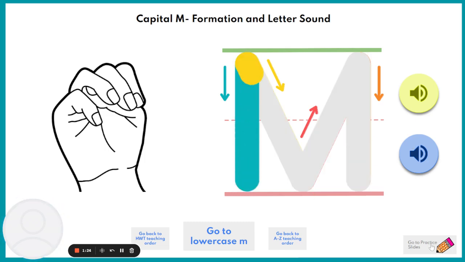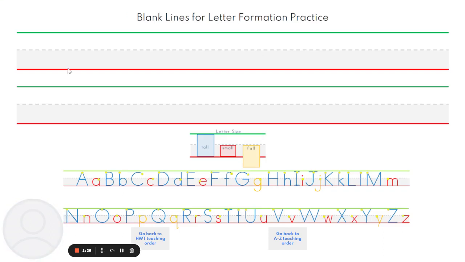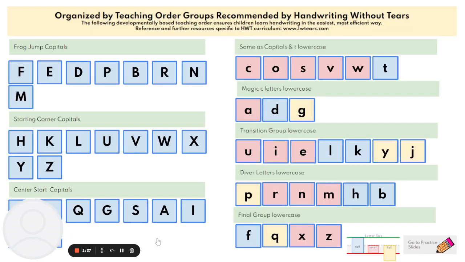You can then toggle straight to a practice slide and practice drawing them on the lines or identifying where that letter is on the alphabet strip. And you can go back to either the Handwriting Without Tears teaching order or the A to Z.